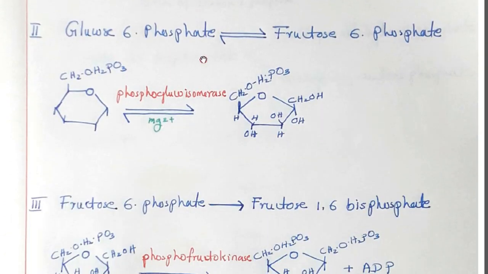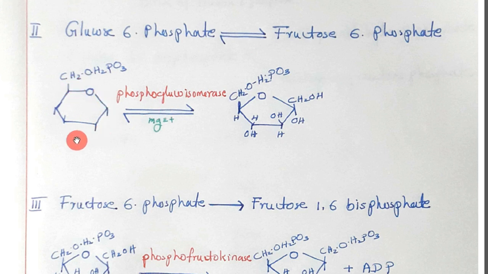Then the second step of glycolysis is that glucose 6-phosphate is isomerized into fructose 6-phosphate. Here glucose is an aldose sugar, fructose is a ketose sugar. Here aldose and ketose interconversion is taking place. The enzyme catalyzing this reaction is phosphoglucose isomerase.